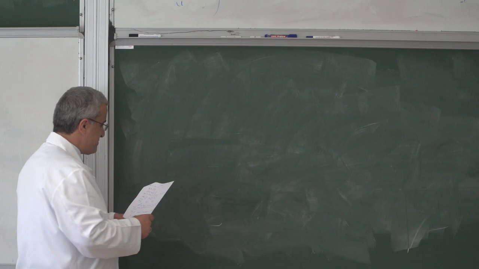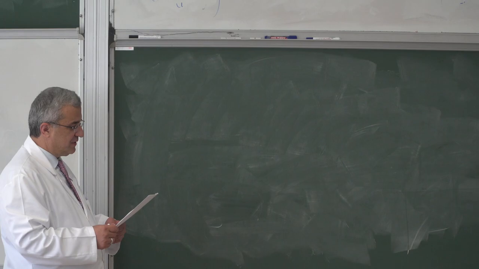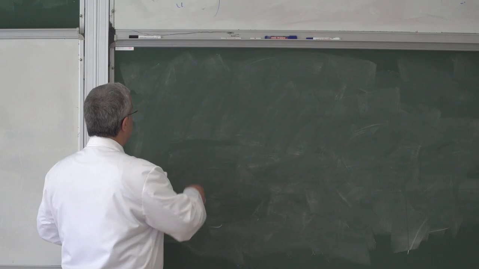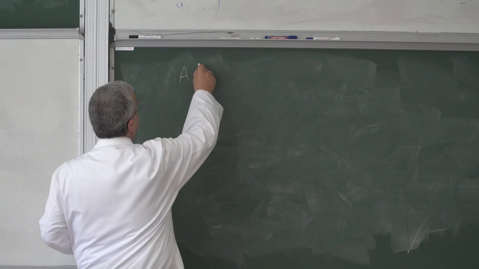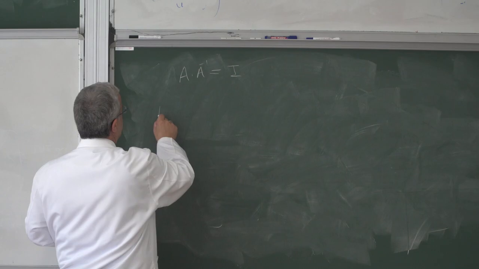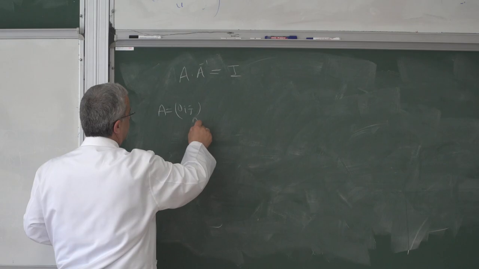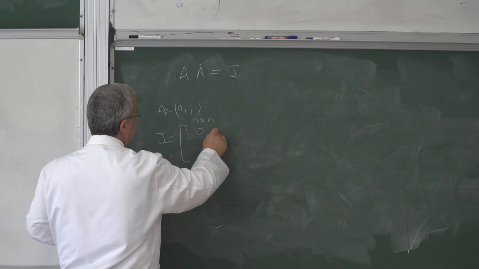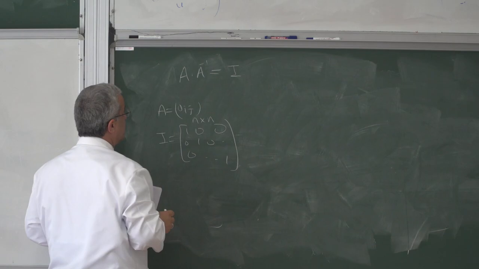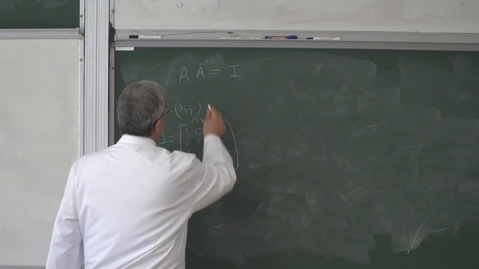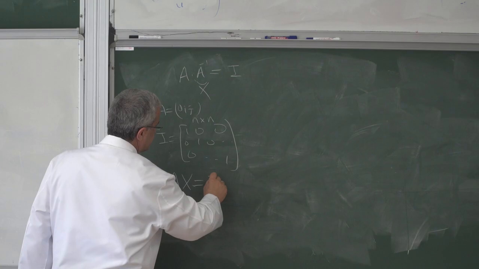So let's say I want to find A inverse such that this is satisfied. Again, A is an n by n matrix, right? I is identity matrix. Okay? So let's call this X, right? Let's call this X. So I want to solve this.